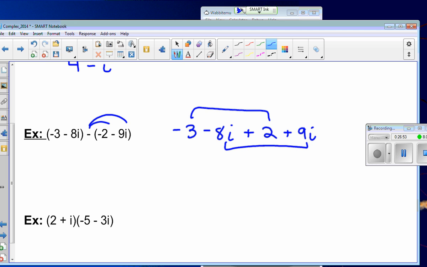What's my answer? Negative 1 plus what? Sorry. I agree. Double check it on the calculator. Plug it in from the very beginning. Let's see what happens.